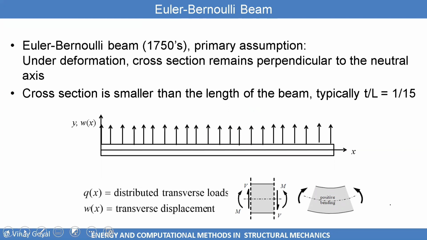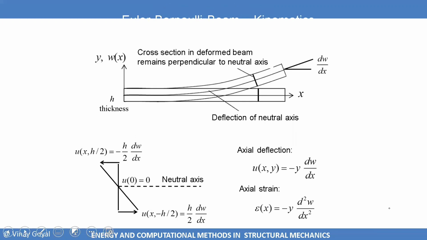And here, q could be the distributed force, w could be transverse deflections. I'm going to be using a different convention today, but that's okay. It doesn't matter. The important thing is that you understand what we're trying to do. Notice here how when I bend this beam, the cross-sectional area, and let me make a different color so you can see that, the cross-sectional area here stayed perpendicular after deformation to the neutral axis. This assumption is very valid for very long beams.